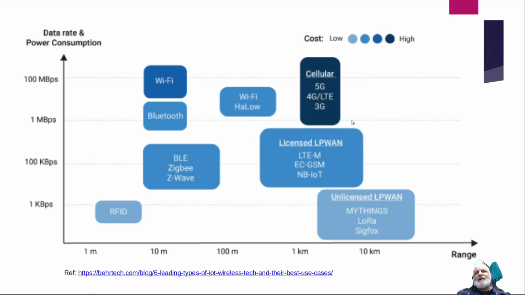And this chart, I did show you this chart before. Again, it's color coded for the cost. So the darker it is, the more it costs. On the bottom, we have the range. So you have the long distance, like the MyThings and the LoRa technologies, and then the vertical is the speed. So the higher up you are, the faster, the more data can be transferred.